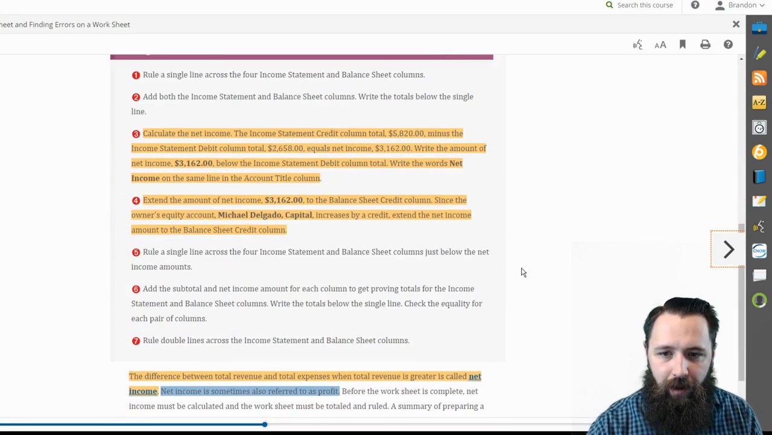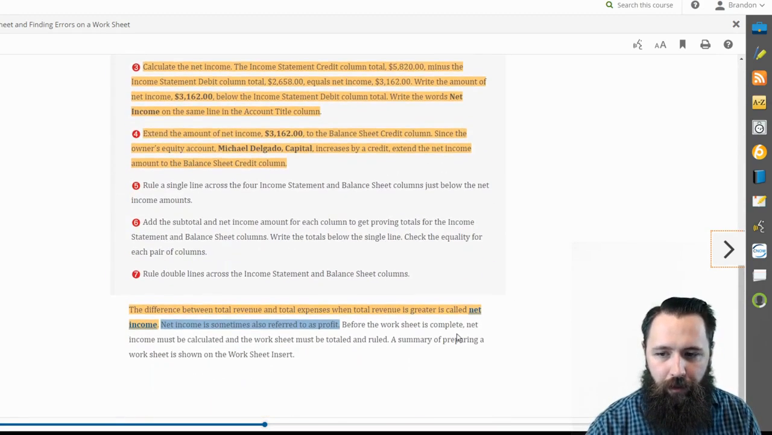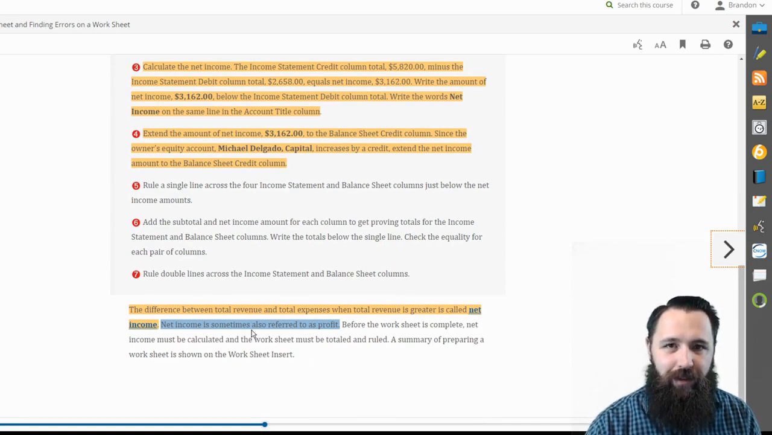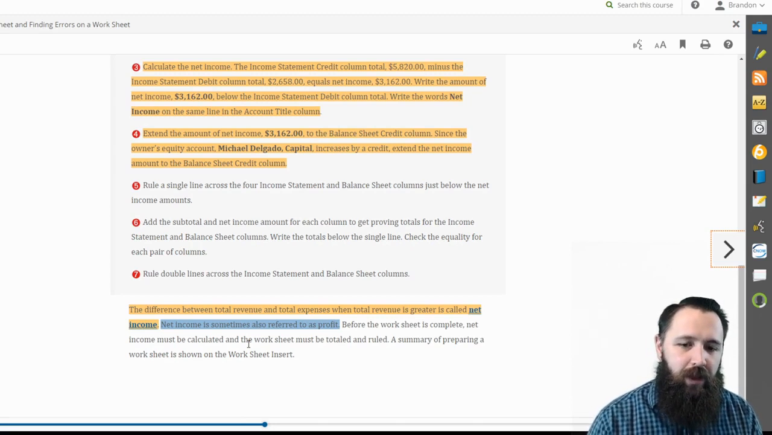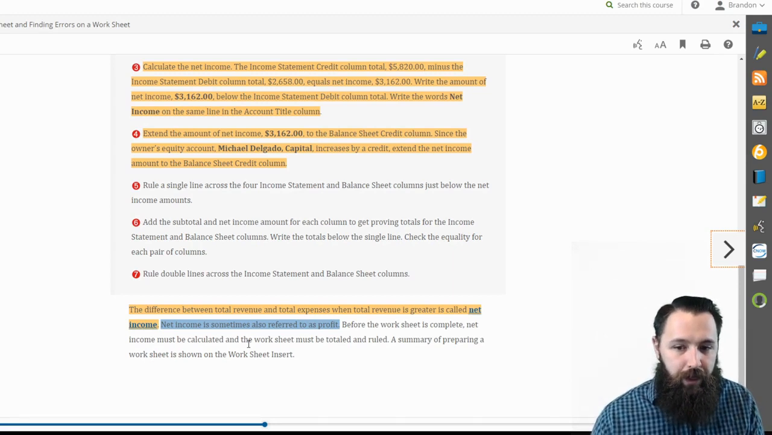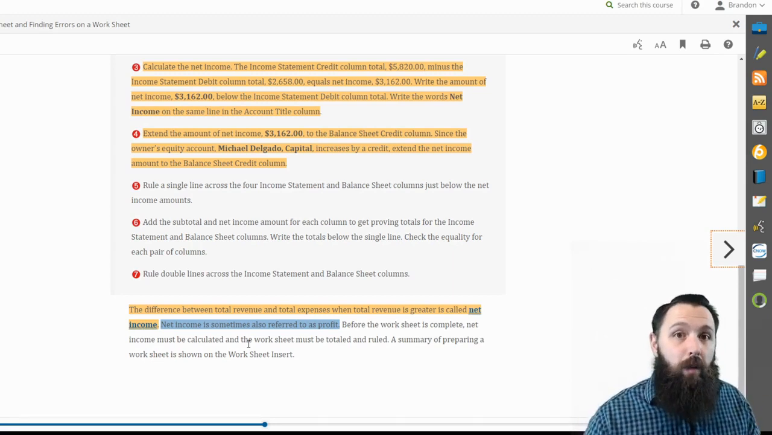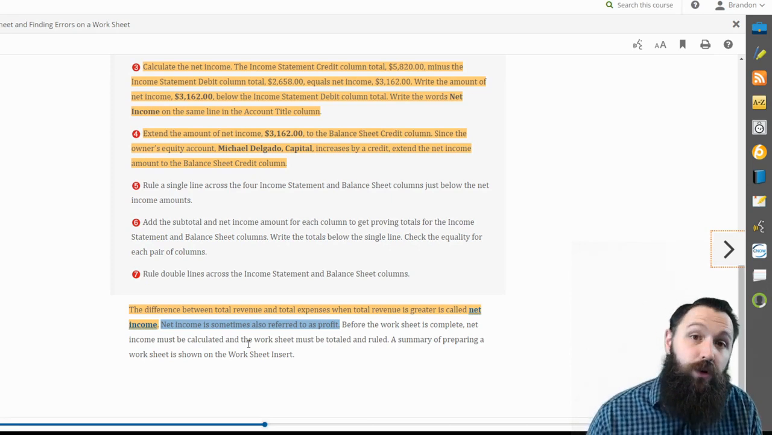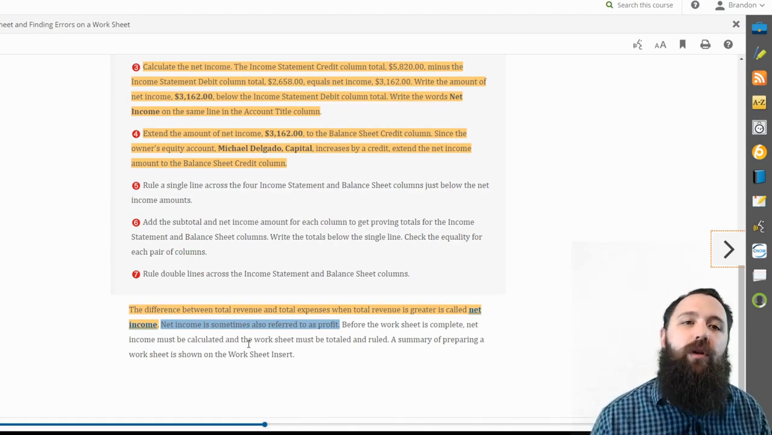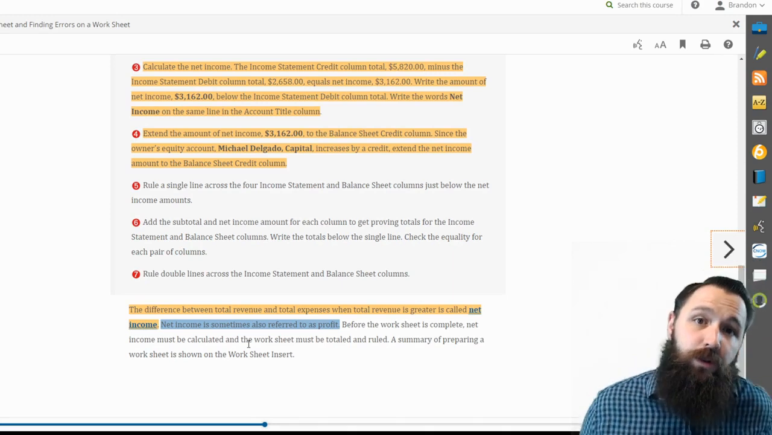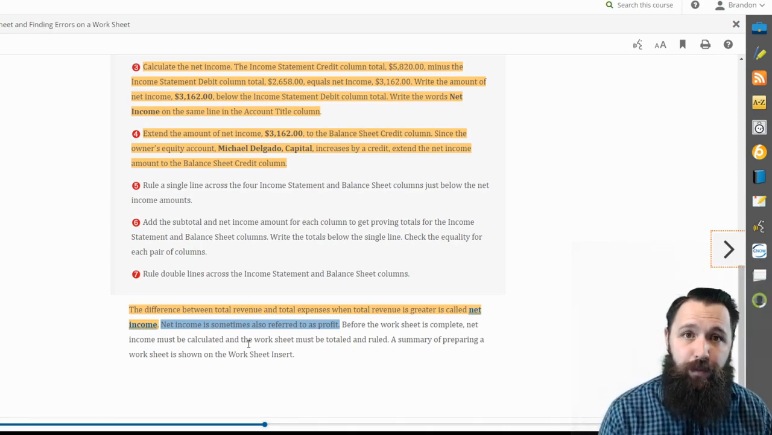Now, net income, let's just go down to here because they give you the example at the end, or the definition at the end. But let's figure out what we're actually going to try to calculate here. It says the difference between total revenue and total expenses is going to be net income or net loss. So if we have more revenue than we have expenses, we're going to have a net income. If we have more expenses than we have revenue, we will have a net loss. But it's the difference between revenues and expenses.